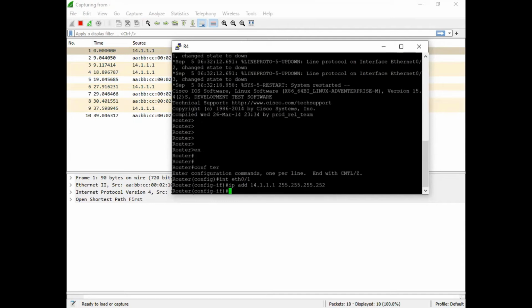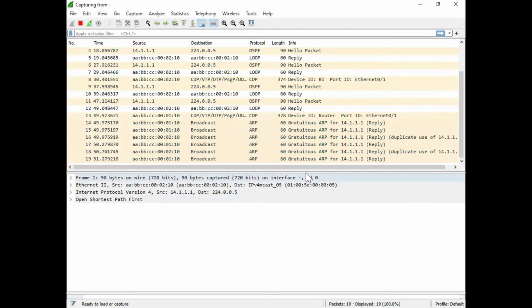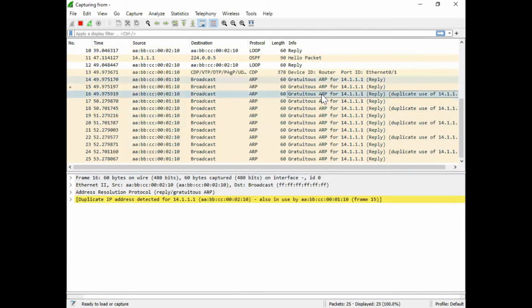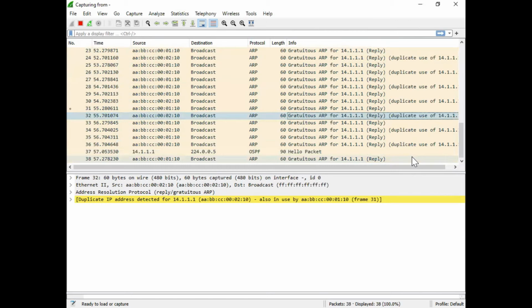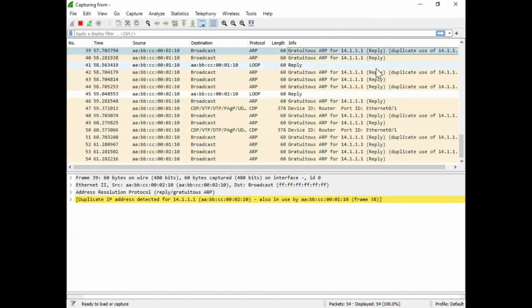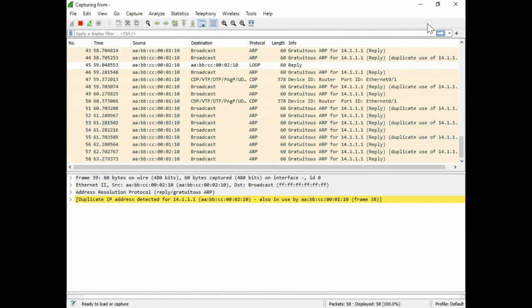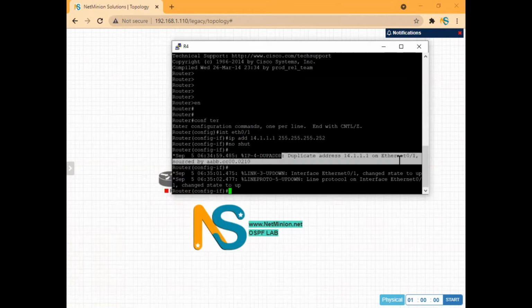Let me show you the same thing. I am putting the IP. I am saying no shut. And see here, gratuitous ARP sent. And gratuitous ARP comes up with the point that there is duplicate use of the IP address. Can you see these packet captures? And if you see on our device, maybe this error can be there. Okay, yeah, here it is.